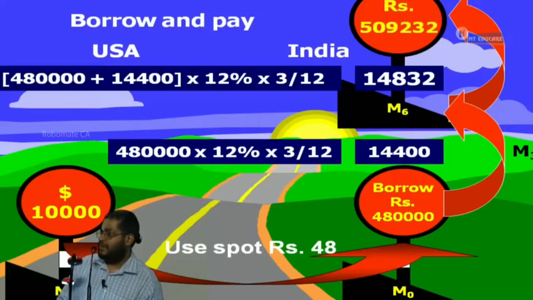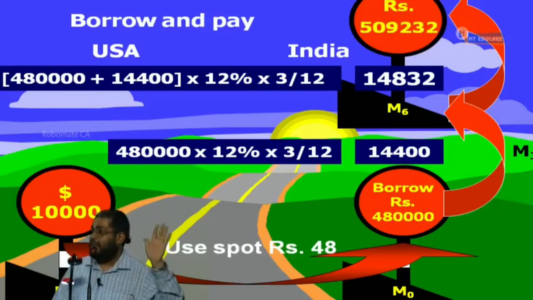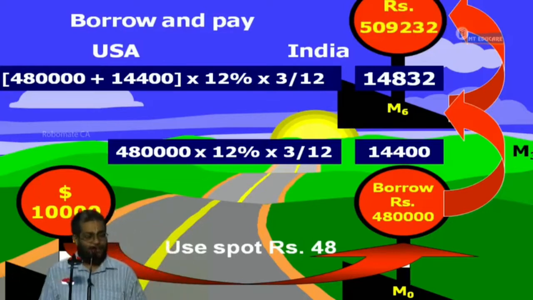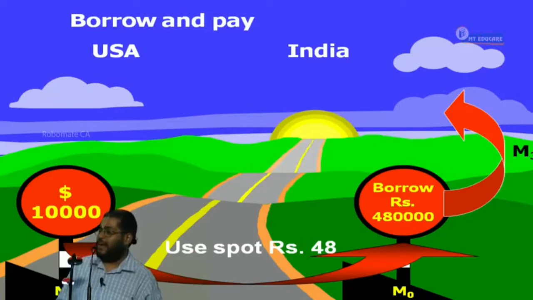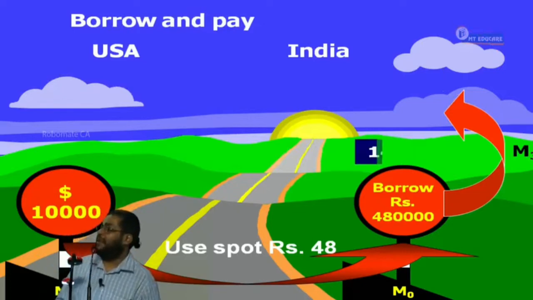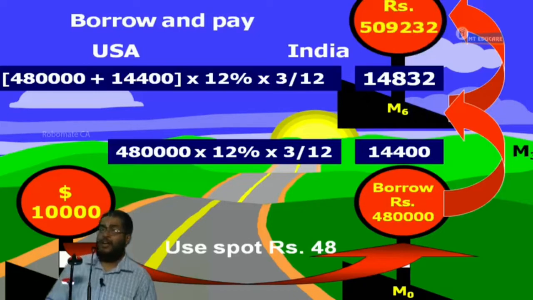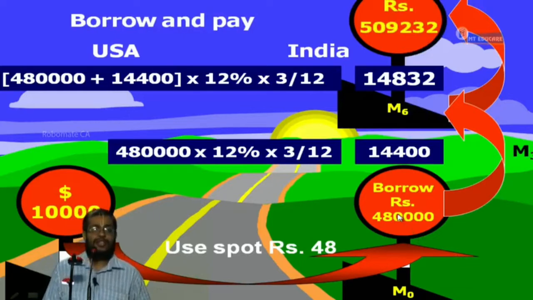Sorry, not 10,000. Sorry. 4,80,000 into 1.03 into 1.03. I just told the principal wrongly. 4,80,000 into 1.03 into 1.03. Tell me what the number is here. 5,09,232. It is nothing but principal 4,80,000 into (1 plus r) power 2 gives you the number.